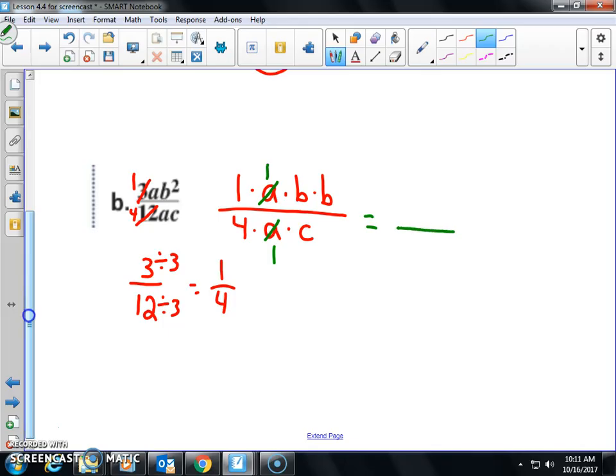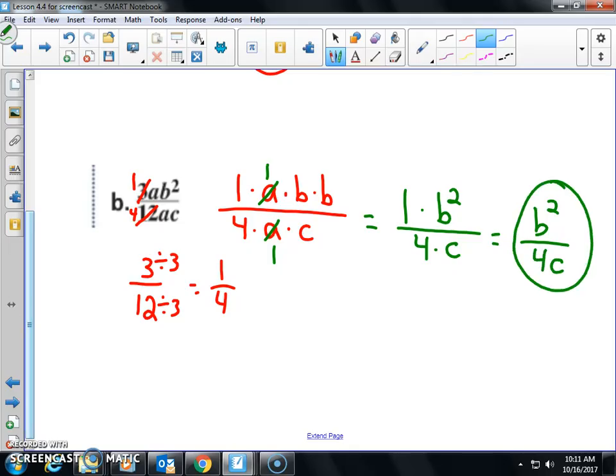So now to simplify the whole thing, I go across the top. 1 times b times b. Well, 1 times 1 is 1. B times b is b squared. So on top I have 1 times b squared, which is just plain old b squared. On the bottom I have 4 times 1 times c, which is 4 times c. 4 times c is 4c. This is the simplest form. That's my new answer.